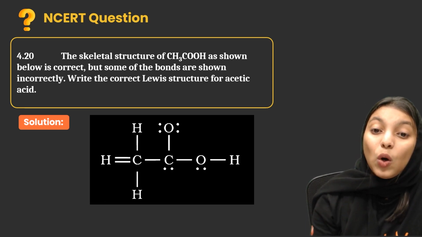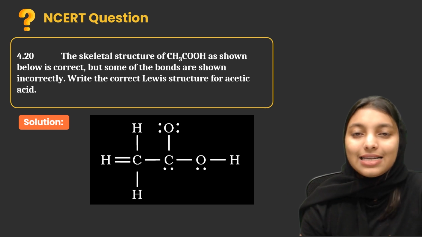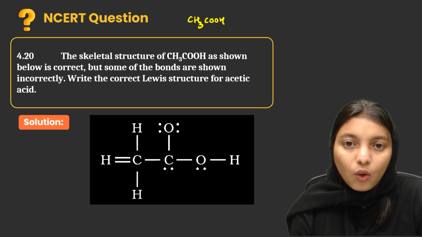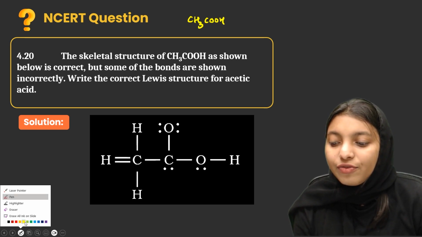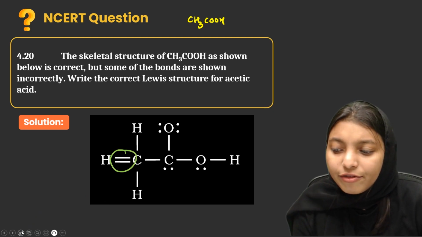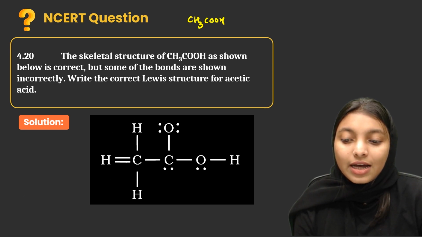But some of the bonds are shown incorrectly. Write the correct Lewis structure for acetic acid. So acetic acid, we know the structure is CH3COOH. Here, the first thing that will come to our mind is this, because hydrogen will never form a double bond. So we can say the first correction is here.